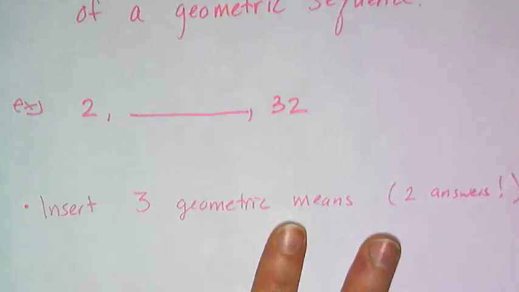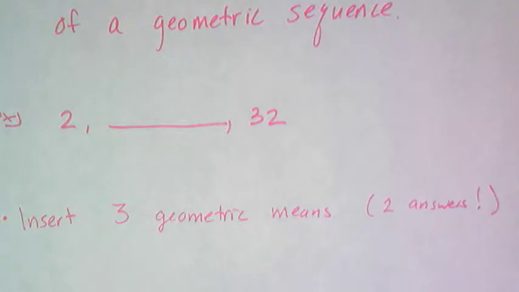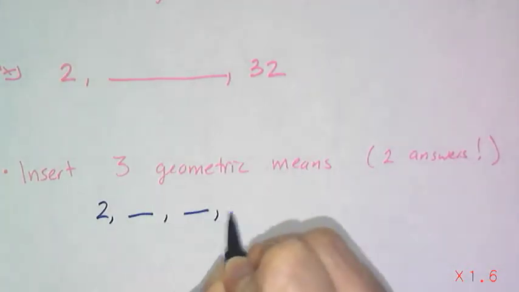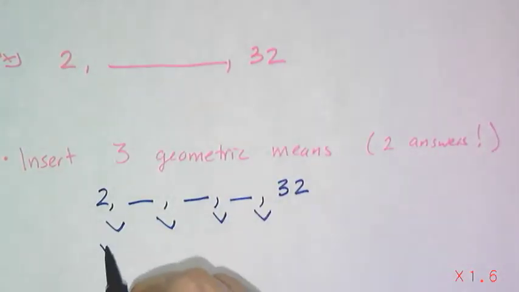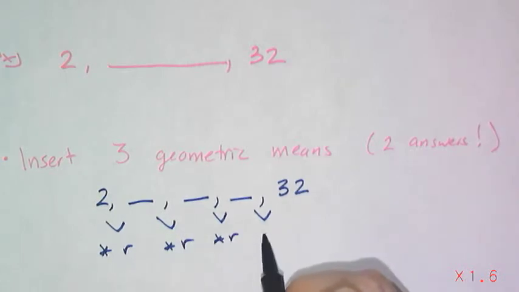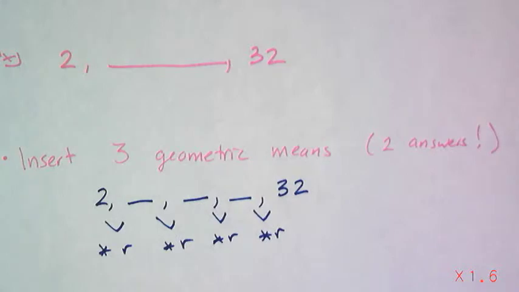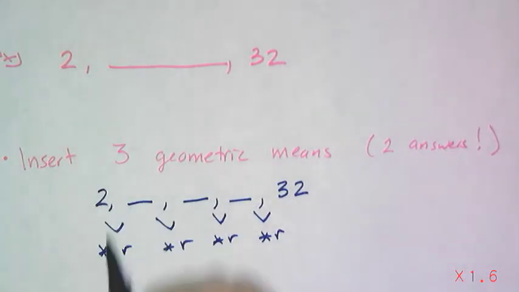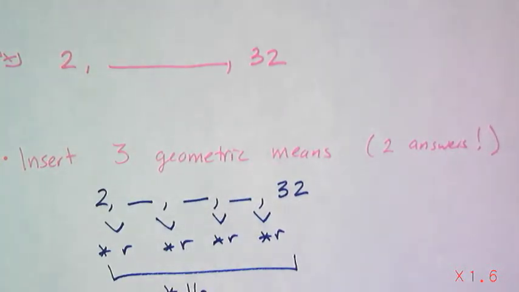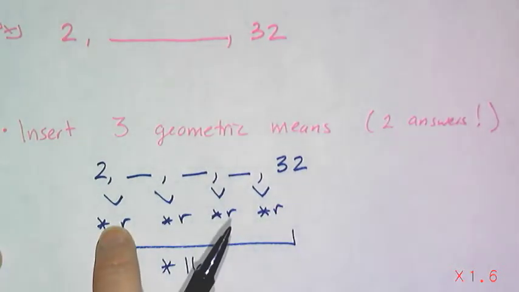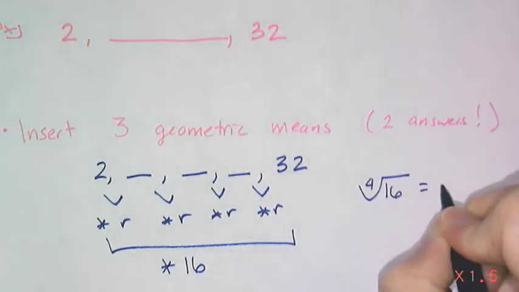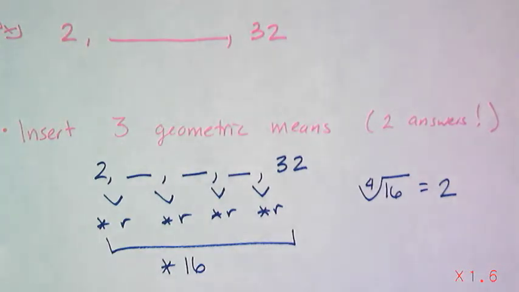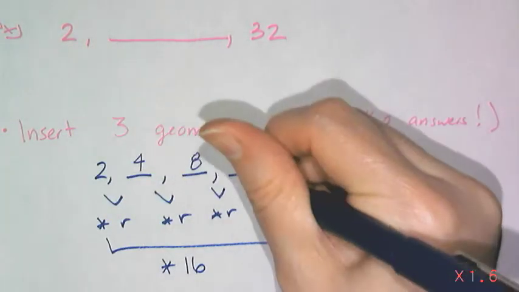Case in point, I want you to insert 3 geometric means between 2 and 32. I have a 2, then 3 terms, and then a 32, such that these terms all have some multiplier. And so I have to figure out 2 times what times what times what times what gives me 32. If I think about the multiplier from 2 to 32, it's multiplied by 16. But I have to do that in 1, 2, 3, 4 steps. So I take the 4th root of 16 and I get 2, which means my 3 geometric means should be 4, 8, and then 16.